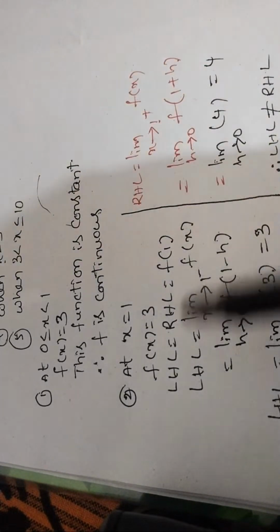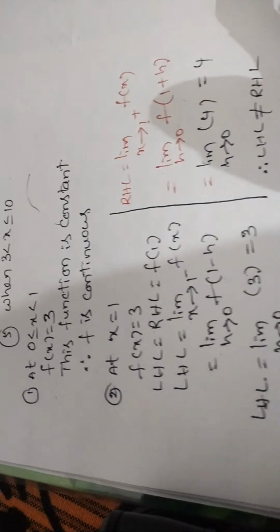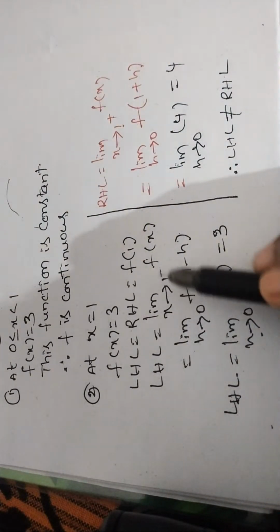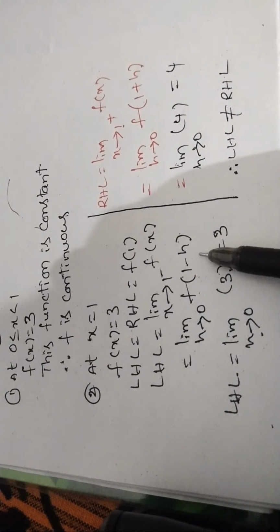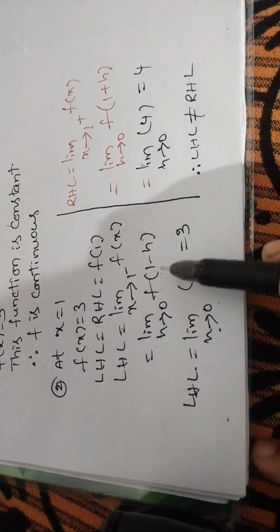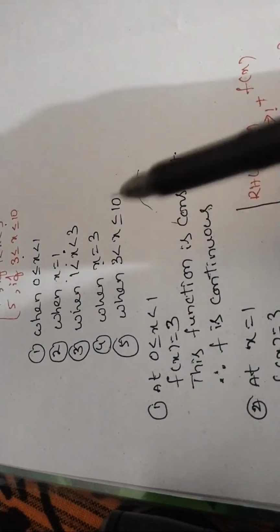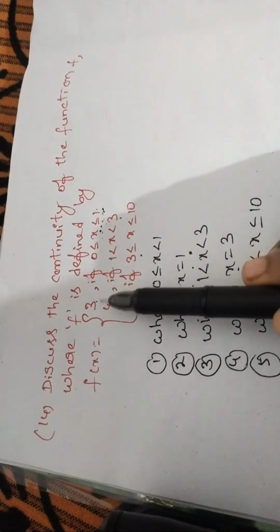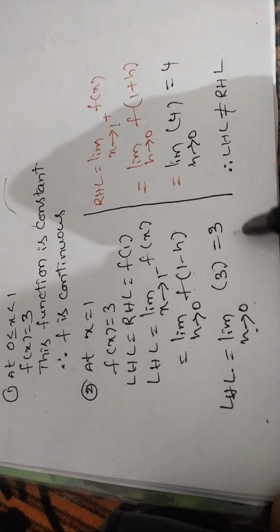Next, the second case is x is equal to 1. At x is equal to 1, we will write this formula: LHL is equal to RHL is equal to f of 1. LHL is limit x tends to 1 minus f of x, and we can replace it as limit h tends to 0 of f of 1 minus h. 1 minus means less than 1, so x is less than 1. At that time, the function is 3. 3 is a constant number.